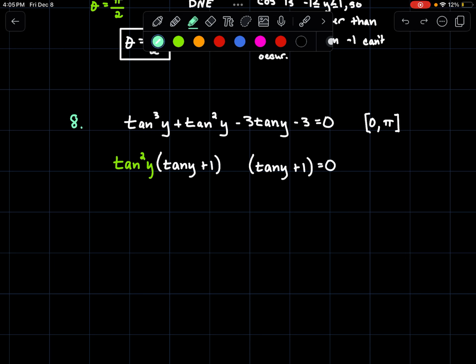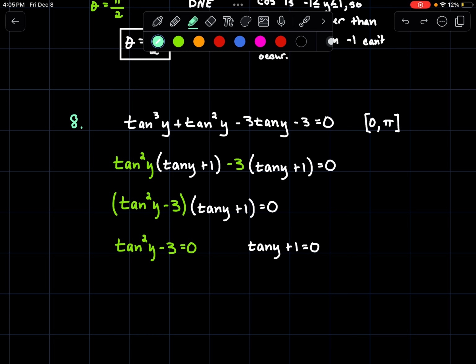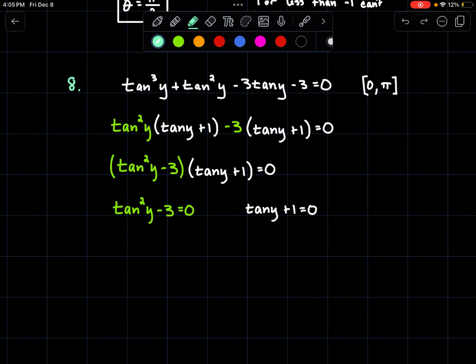What do you have to put in this space here that to distribute back in, you would get negative 3 tangent? That number is going to be a negative 3. So the factored form now is tangent squared minus 3 times tangent plus 1. We want to take each of our factors and set them equal to 0 and solve. So starting with tangent squared minus 3, add the 3 over. Square root both sides. Anytime we square root, we've got to put the plus or minus in front of the root.